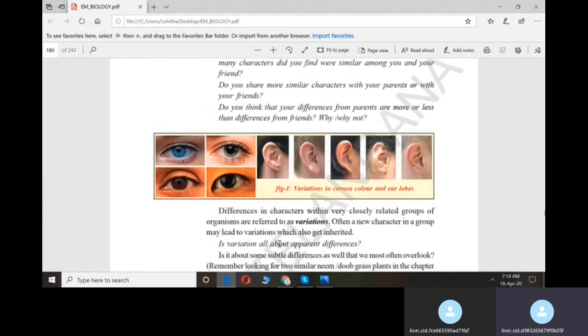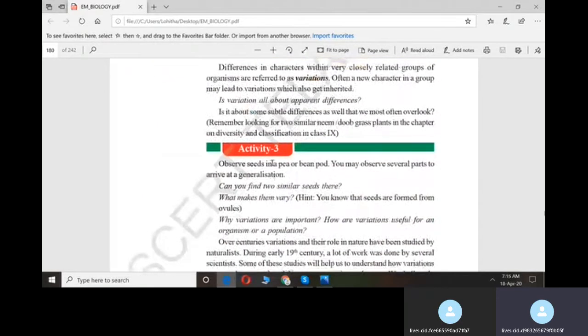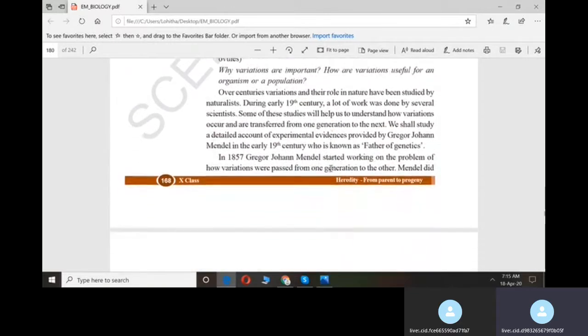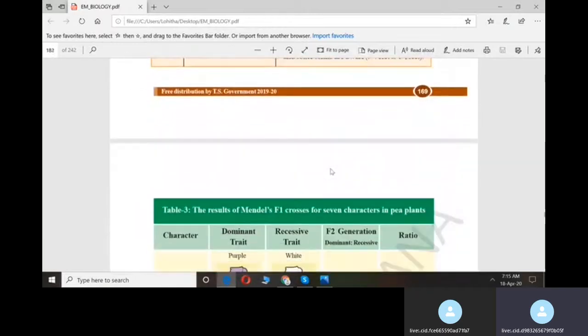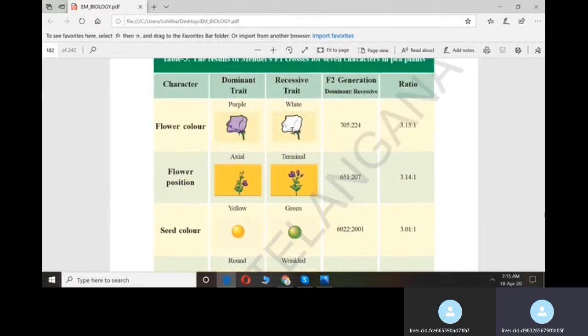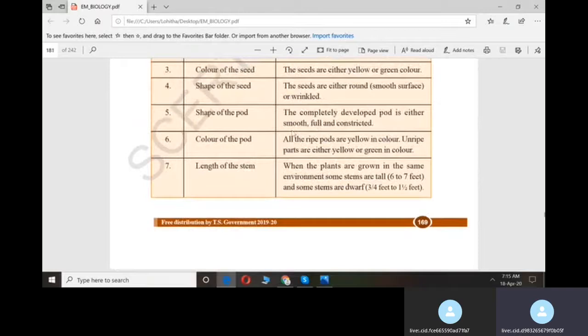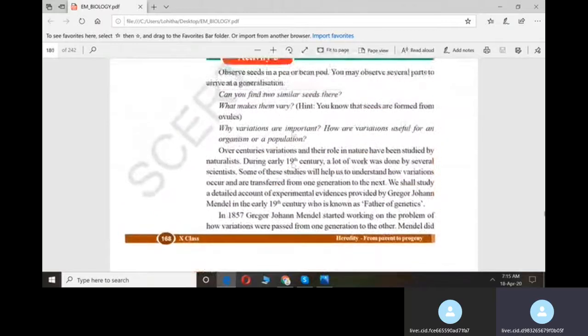Activity 3. In activity 3, what he is showing is seeds. Observe seeds in a pea or bean pod. Bean pod means do not open the pod, just look at the picture. Okay, I will show you what the bean pod is, seed and bean pod. Yes, this is a seed, and this is a bean pod. This is a pod, and this is the seed. Okay, understand? Seed and bean pod.